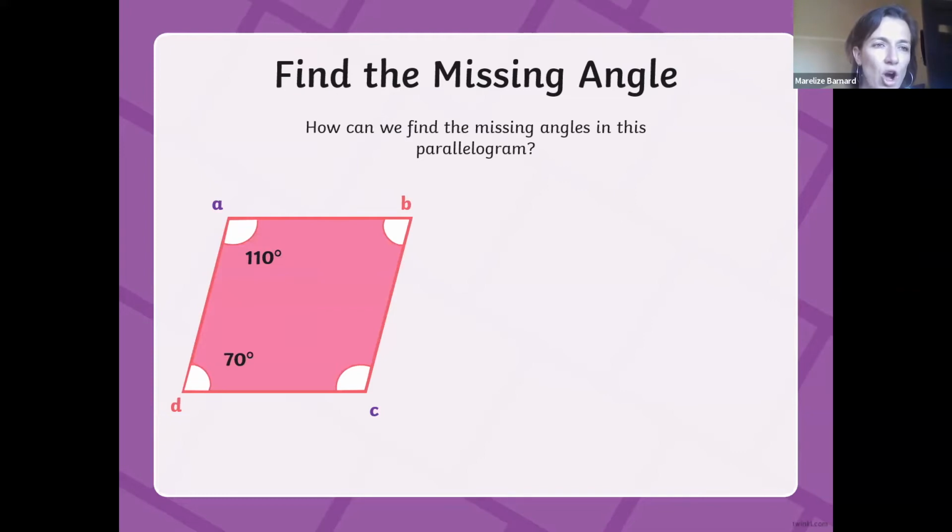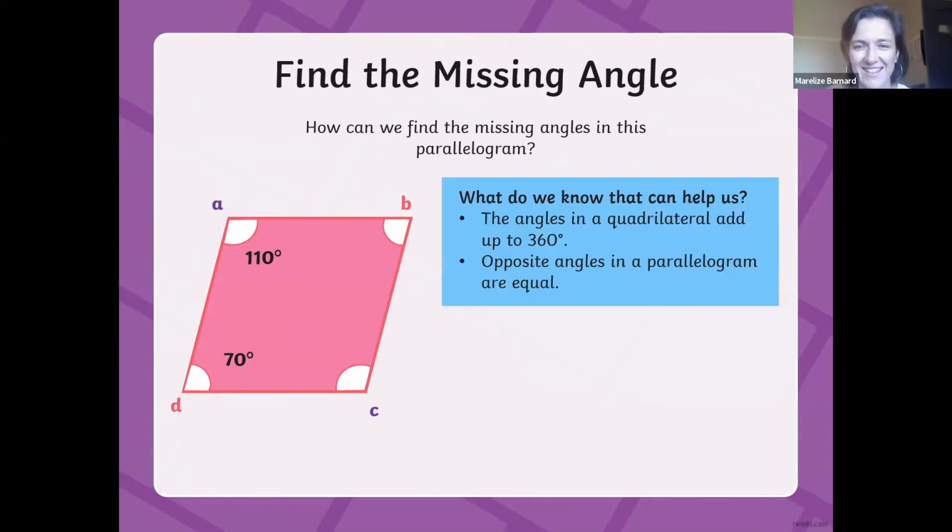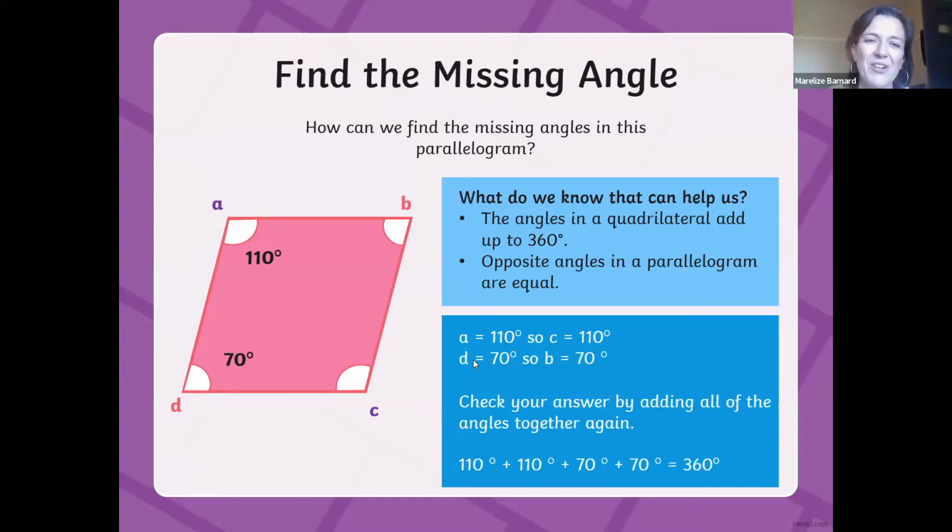Just be careful with your sides and your angles. The opposite angles are equal. Okay, so A is 110. That will mean C is 110. D is 70 and B is 70. And then there's a way to check if you are right. If you add up all your angles, it must equal 360 degrees.